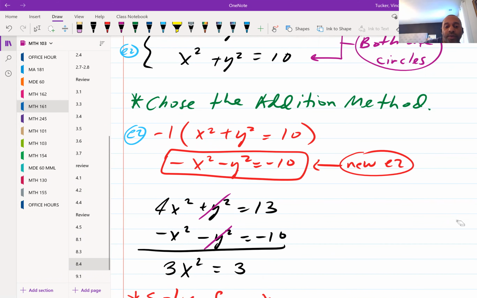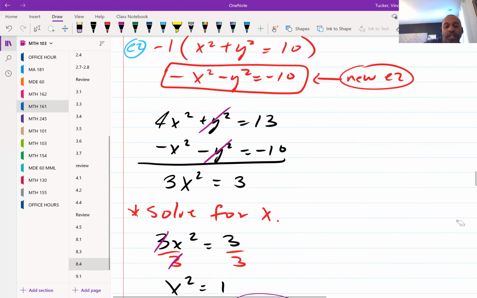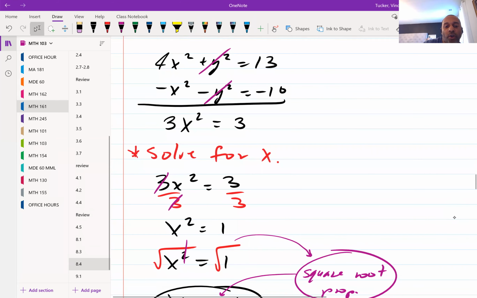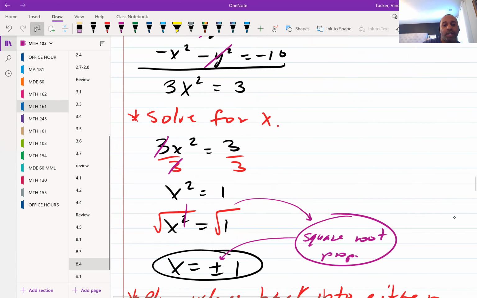3x squared equal to 3. Divide both sides by 3. That gives me x squared equal to 1. To get the square off of x, you take the square root of both sides. And that gives me x equal to plus or minus 1. So don't forget the square root property. Whenever you take the square root of both sides, you have to use plus or minus.